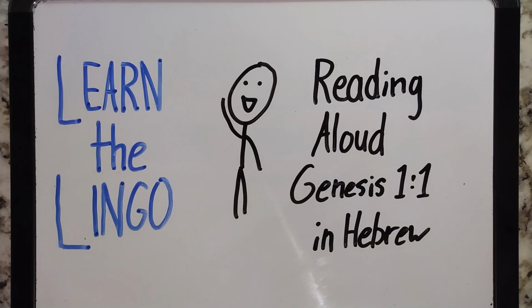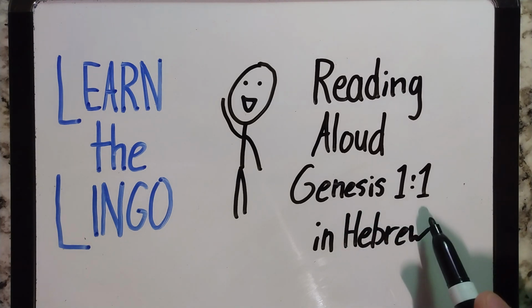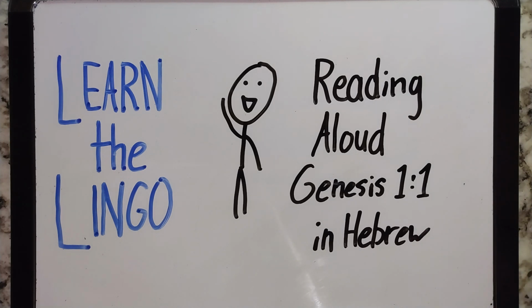My name is Matthew, and this is the first in a series of videos I'm going to be making where we are going to practice Hebrew phonics by reading aloud verses from the Bible in Hebrew. Today we are going to read Genesis chapter 1, verse 1. In these videos we are not going to be translating anything, we're just going to practice reading the words aloud in Hebrew.